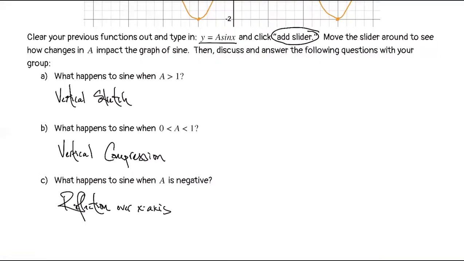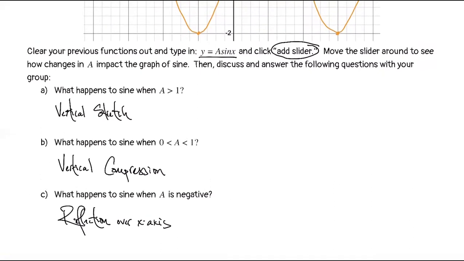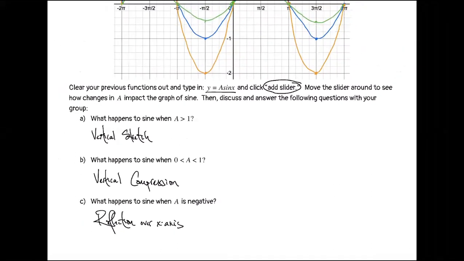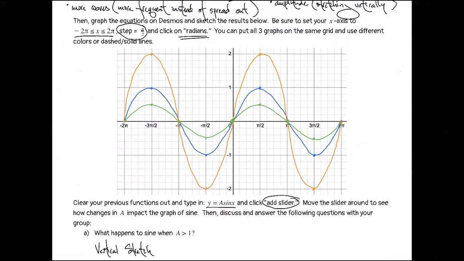Okay, and so this is all I wrote down for the answers. What happens to sine when a is bigger than 1, when a is less than 1, or when a is negative, okay? But I do want to bring in Natalia's word that she mentioned earlier and talk about how it relates to the graphs that we've seen, okay?